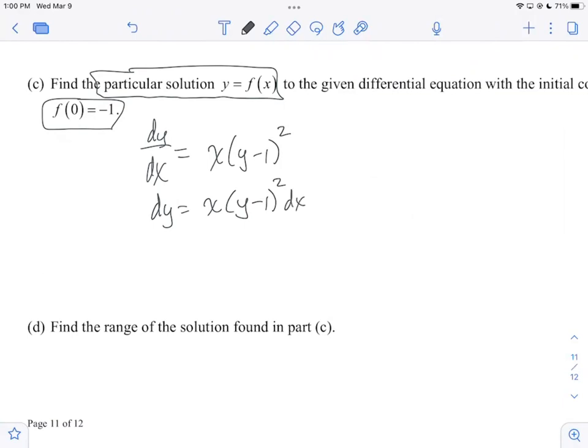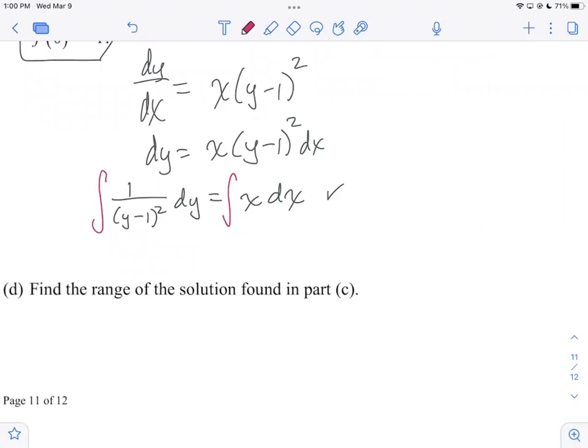So now we just divide both sides by (y minus 1) squared. So we get 1 over (y minus 1) squared dy equals x dx. Did that do the trick? Yes. So there's going to be another check. All right. Now, once we separate the variables, slinky, slithery, sneaky integral symbol, right? On the same line, it doesn't invalidate the previous check.